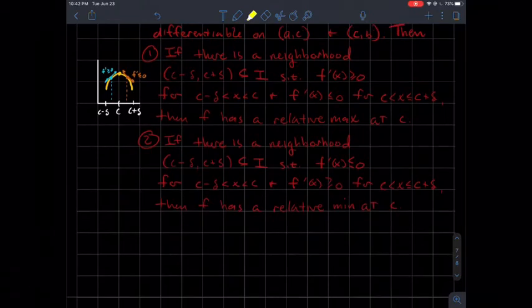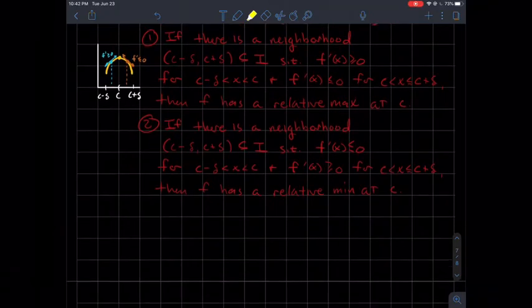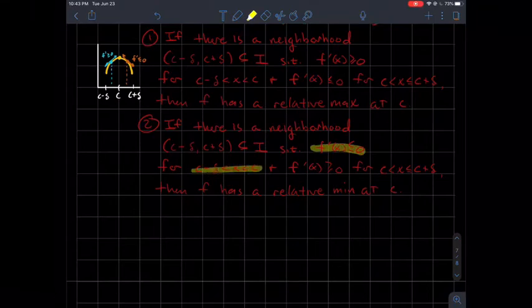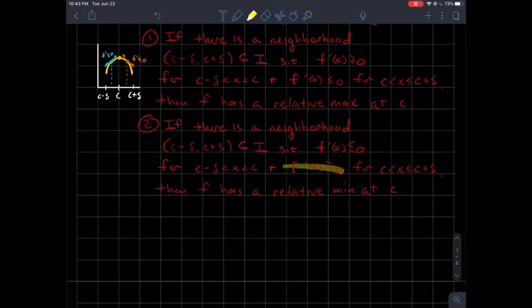And number 2, it's a pretty similar statement to try to show a relative minimum. Maybe what do you notice? The derivative is non-positive when you are in your interval but to the left of c, and the derivative is non-negative when you are in this interval but you are to the right of c. Then f has a relative minimum.